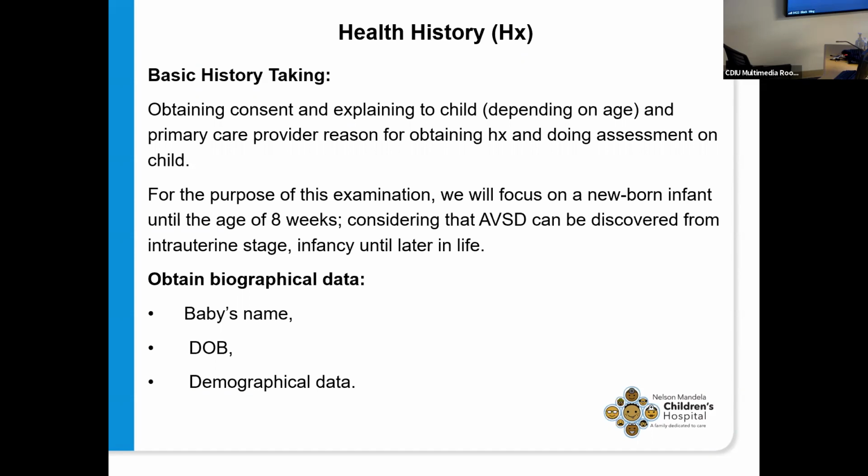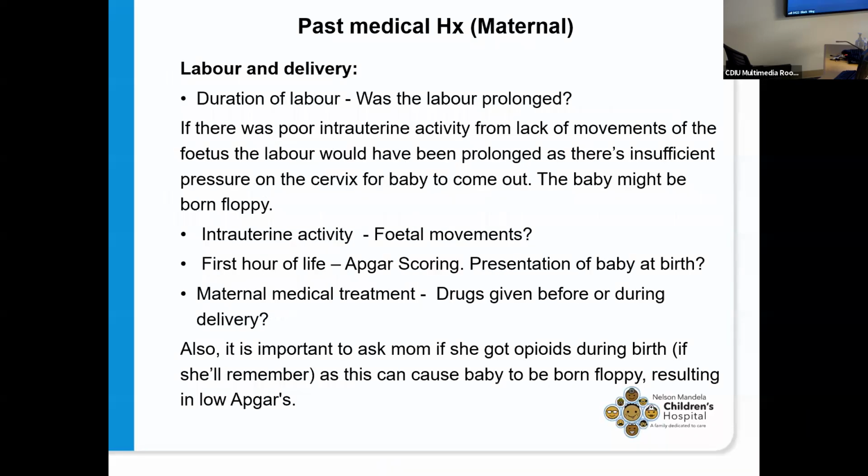So on obtaining biographical data, obviously we'll ask the primary care provider the baby's name, baby's date of birth, and gestation to see if the child was born premature or postnatal, and also determine the corrected age, and then also demographic data of where the family stays to check the socioeconomic status of the family. And then labor and delivery.